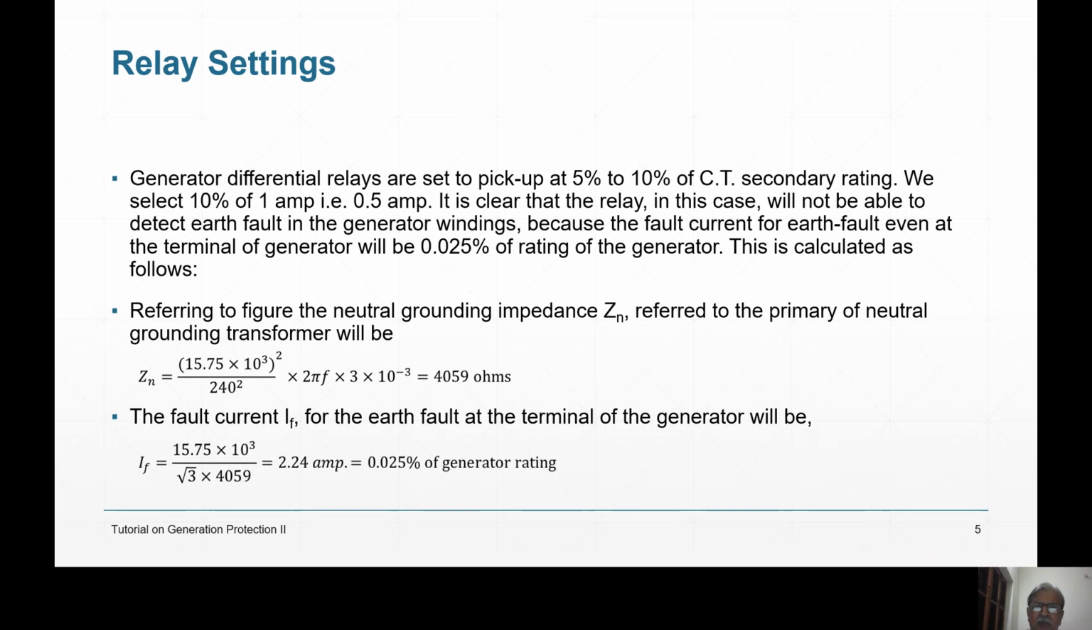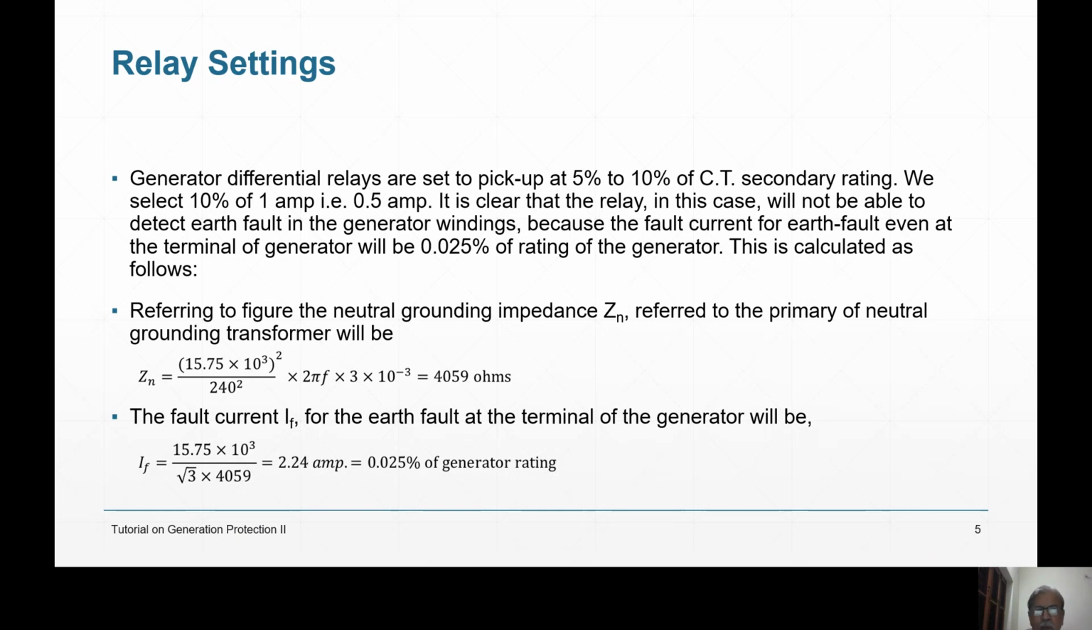Generator differential relays we will set 5% to 10%. So we select 10%. We don't go up to 5%. To better select sensitivity, that sensitivity is not required also. So 0.5 ampere. It is clear that in this case, the relay will not be able to detect earth fault. That I was telling to you last time.